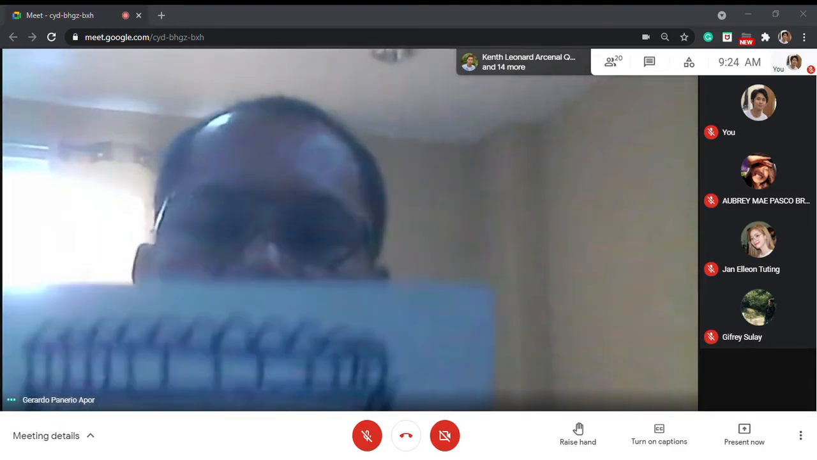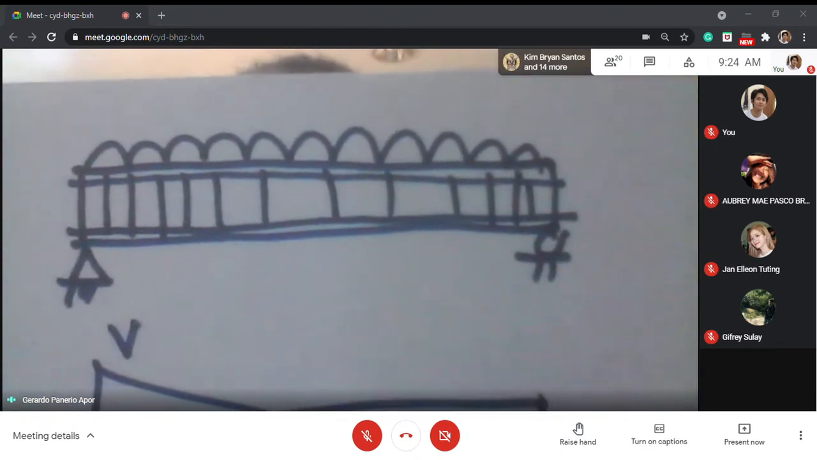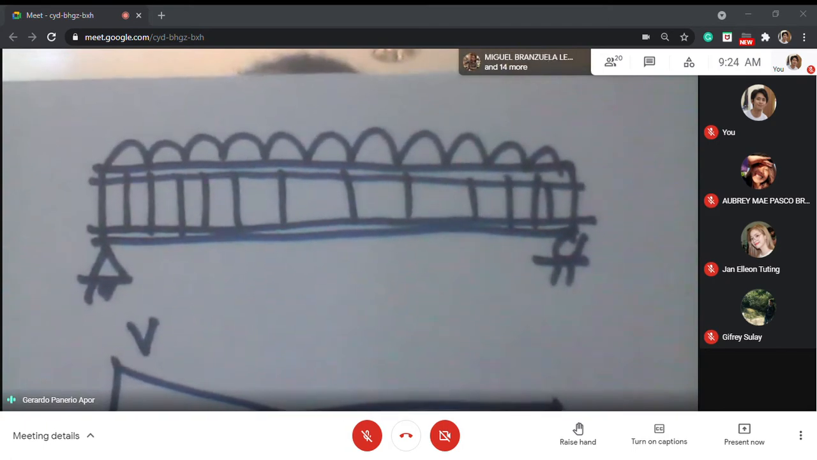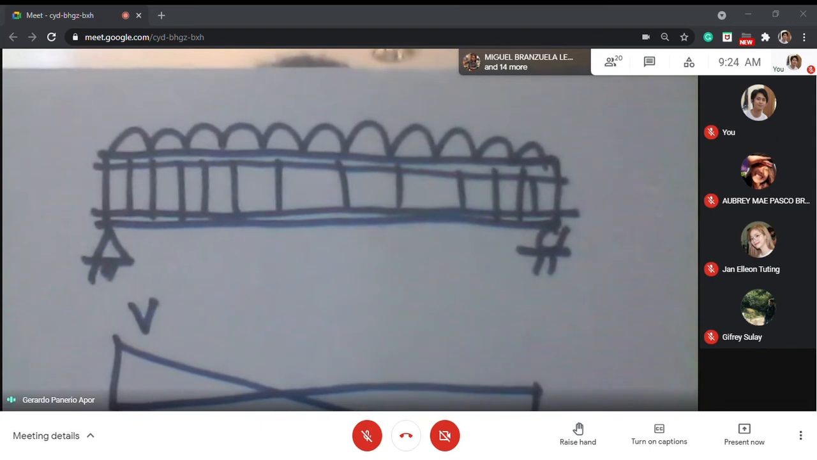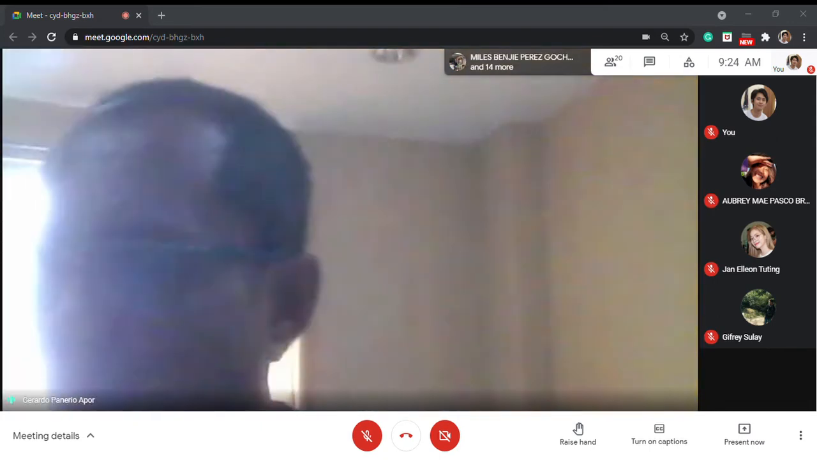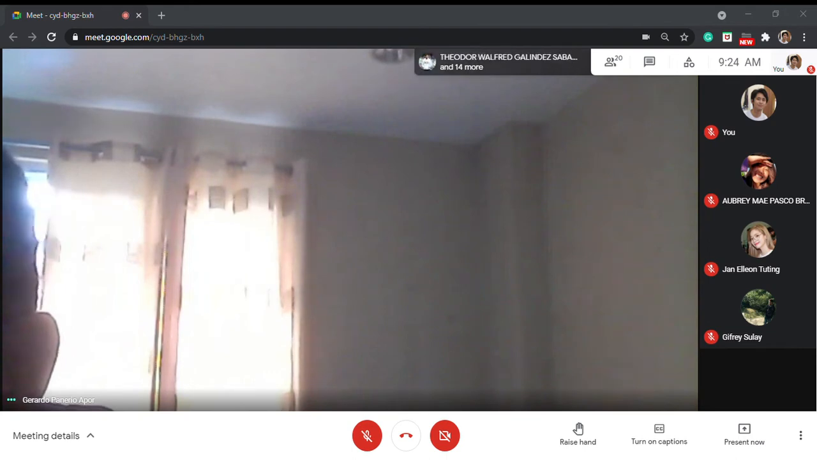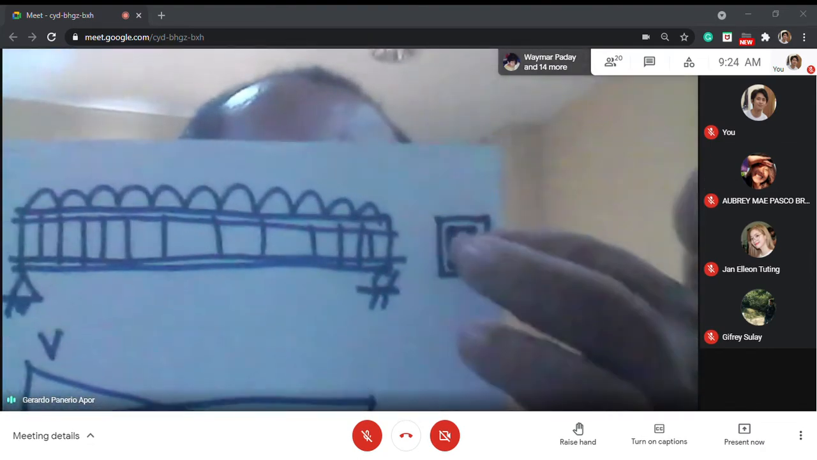Okay? So, this is a simply supported beam. There is reinforcement at the top and reinforcement at the bottom. The bottom is the main reinforcement. The top is compressive reinforcement. So, this is a doubly reinforced concrete beam. Now, this is the section. Okay? This is the section.